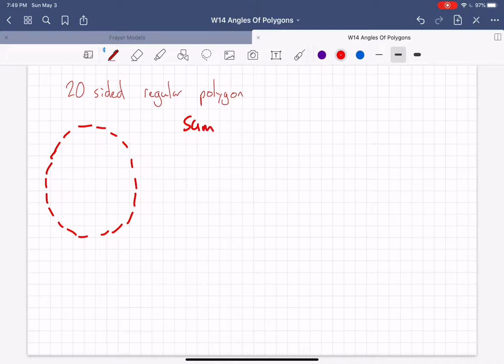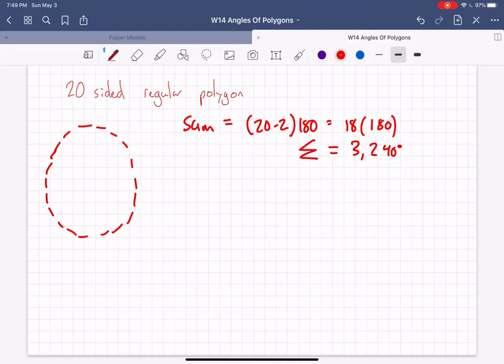The sum of all 20 of those angles is going to be equal to 20 minus 2 times 180. So we get 18 times 180. And that's something I'm going to definitely have to use my calculator for. So that's 18 times 180 is 3,240. If we wanted to be lazy, we can use the Greek letter epsilon to represent the sum. That's something that we use in math all the time.